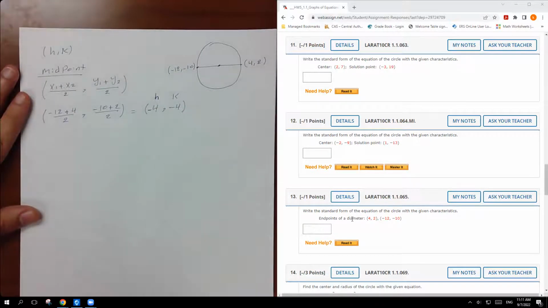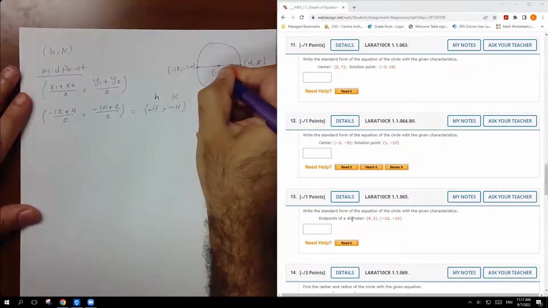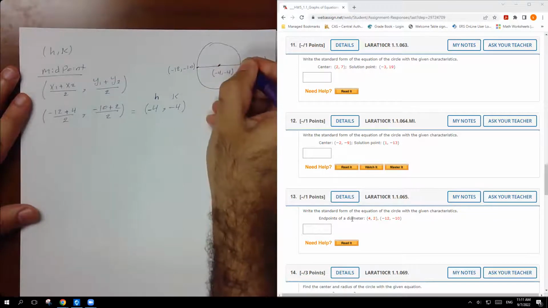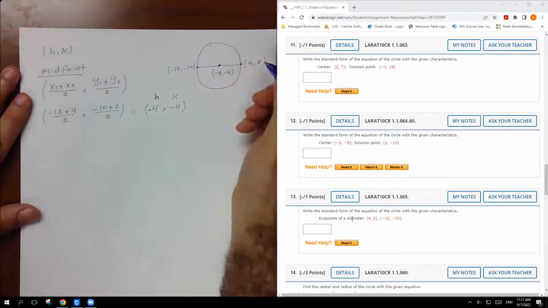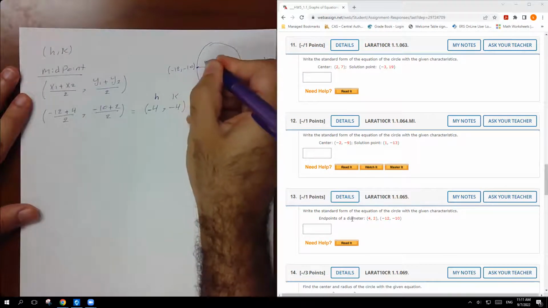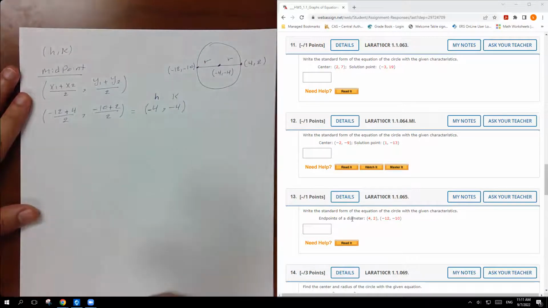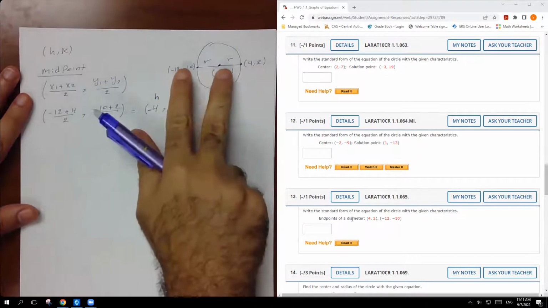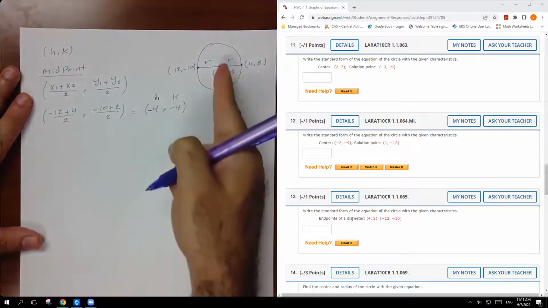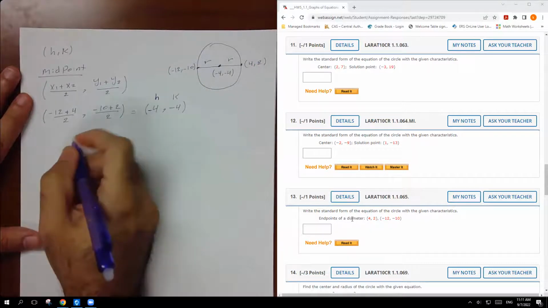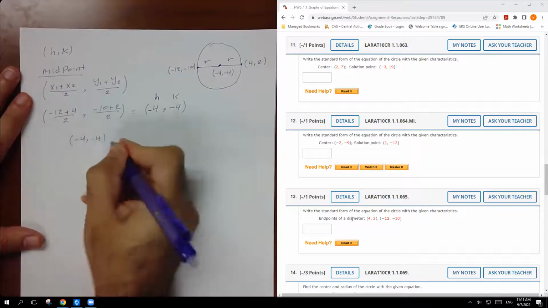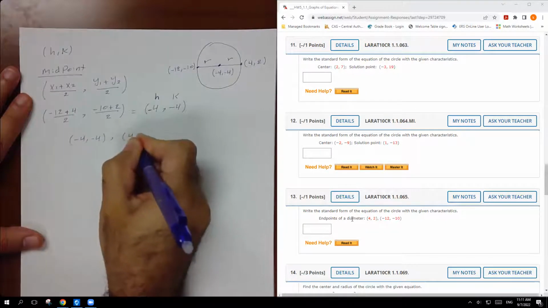Now, next step: I have the center, which is (-4, -4). I can use the center and any one of these points to find the radius. I can use the center with this point to find the radius. That means I'm going to use the distance formula between any two points. You can use these two points, or you can use these two points. Let's use the center and this point. So I'm going to use the first point, (-4, -4), and I'm going to use (4, 2).